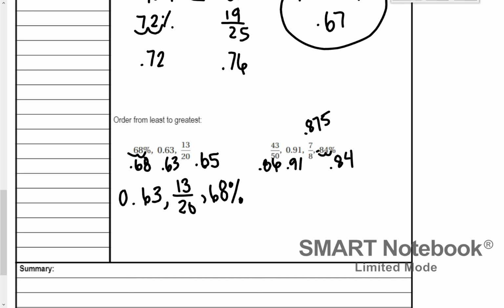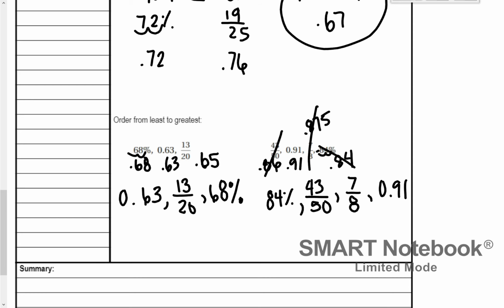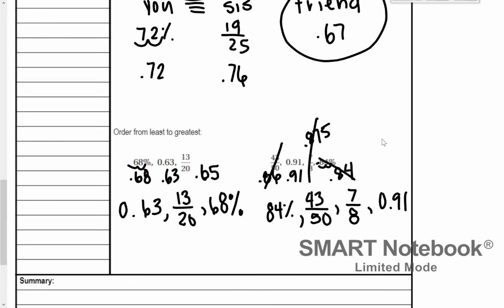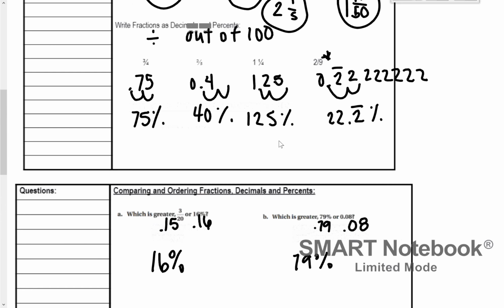Think of dollar amounts or cent amounts. The least one is going to be this 0.84, which is 84%. Make sure we're putting it back in that original form. My next least amount is going to be 86 cents, and that was written as 43/50. Next in the list would be my 0.875, which was written as 7/8. Last but not least, I would have 0.91. And that is our quick little mini lesson on percents, fractions, and decimals.